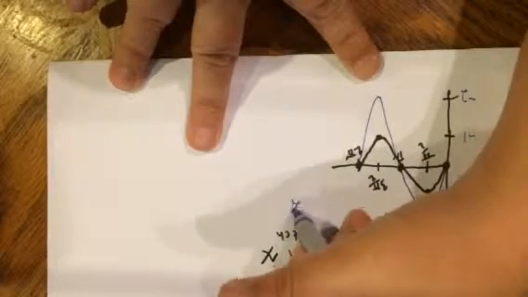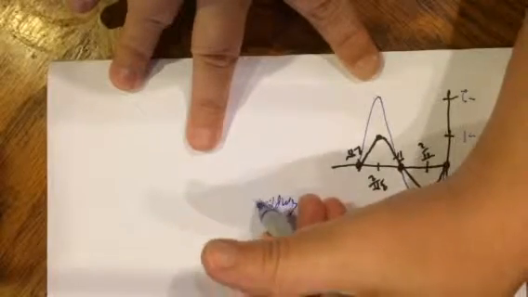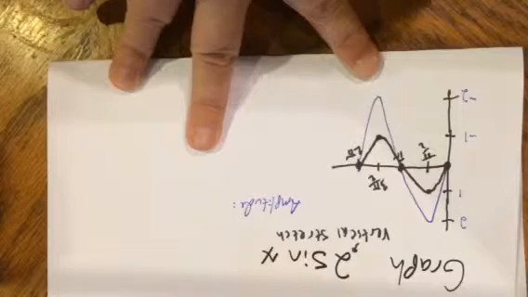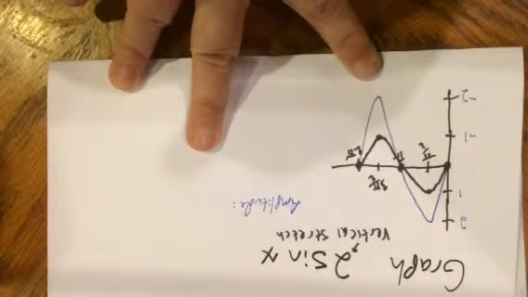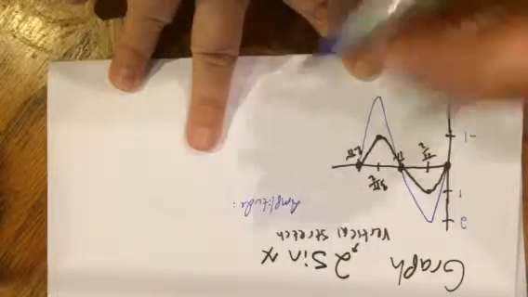This is going to be called the amplitude. Amplitude is basically how far a thing goes up, how far away it is from 0, the highest it gets from 0. So the amplitude of this sine is going to be 2.